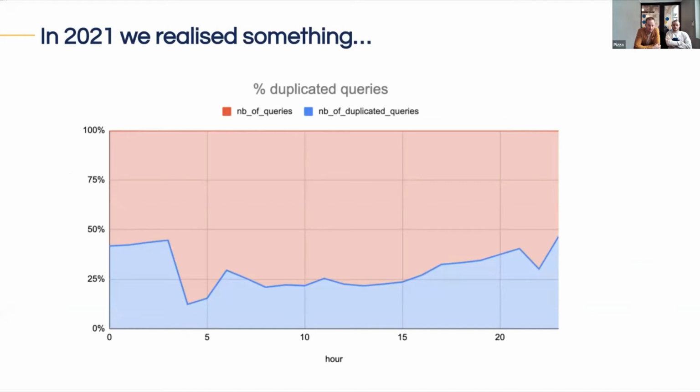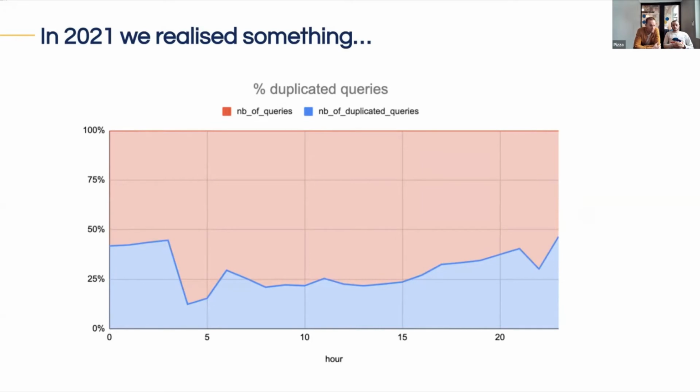That year, we realized something. During one of our coffee breaks at the office, we discussed the optimizations of our ClickHouse cluster. So we decided that we would have a look into the resource utilization, various resource utilization metrics. And we happened to check the number of identical duplicated queries, which you can see on this slide. They are marked by the blue surface, and this is the evolution over the day. Adding to that, the red surface accounts for the total amount of queries executed on one of our clusters.